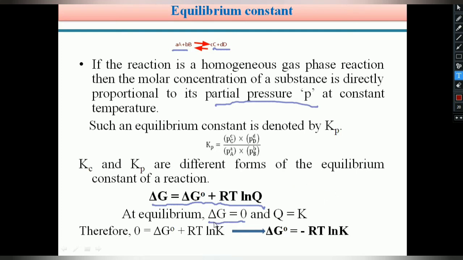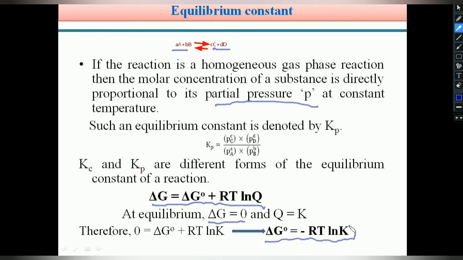At equilibrium, the change in free energy delta G becomes 0 and Q equals the equilibrium constant K. Therefore, this equation can be written as 0 equals delta G naught plus RT ln K. If we bring RT ln K to the other side, the equation becomes delta G naught equals minus RT ln K.